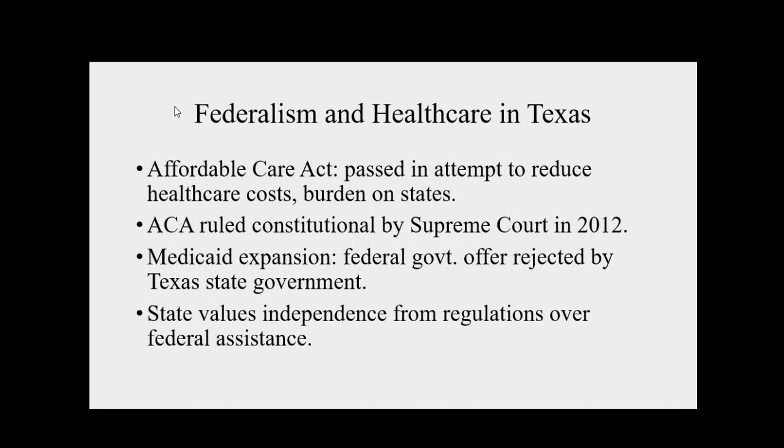Another example of the cooperative relationship between the federal and the state governments is healthcare. So, of course, you've got the private insurance companies, but then you also have federal healthcare in terms of Medicare, Medicaid, and the Affordable Care Act, also known as Obamacare. So, the Affordable Care Act was passed in 2010 with the idea that it would reduce the healthcare costs and some of the burden on the states.